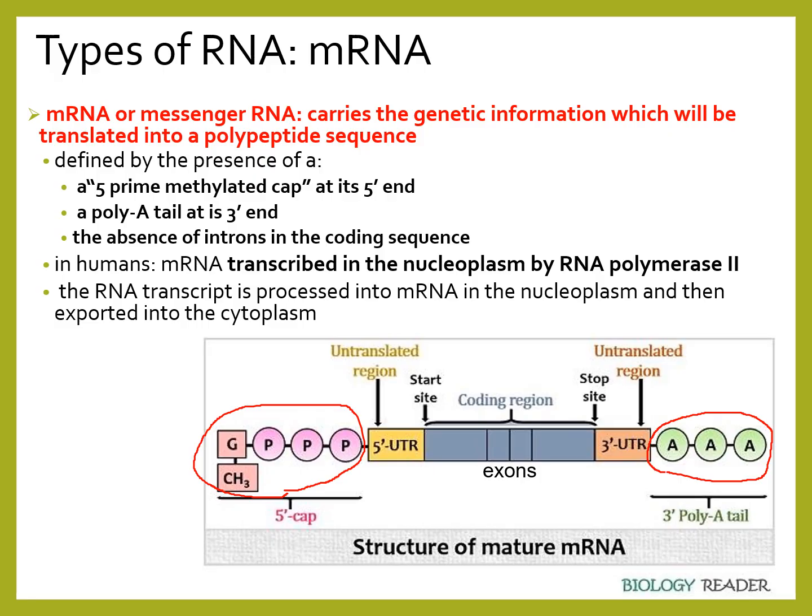And then finally, the third defining characteristic is the coding sequence has no introns. Your coding sequence is all exons. In humans, mRNA is transcribed in the nucleoplasm by RNA polymerase II. And the RNA transcript that comes out after that transcription will be modified by adding on a cap, adding on the tail, and getting rid of the introns.